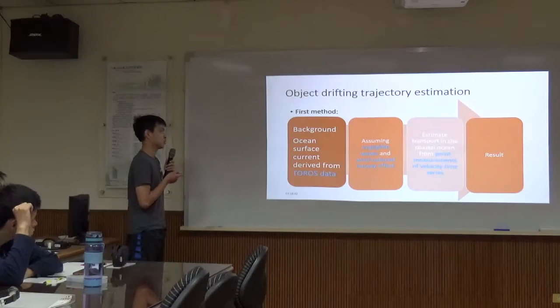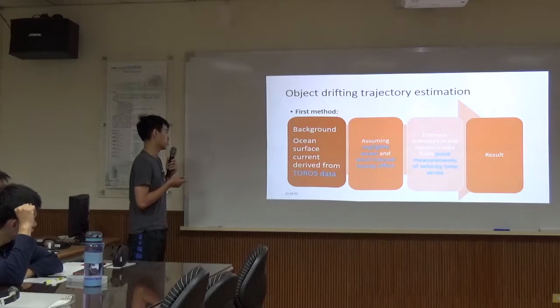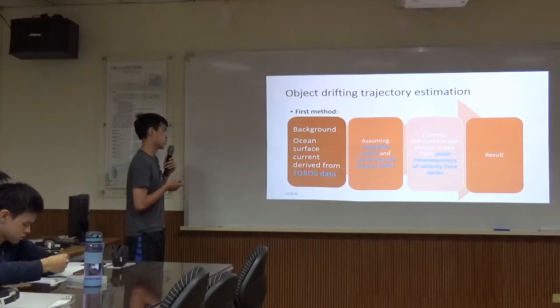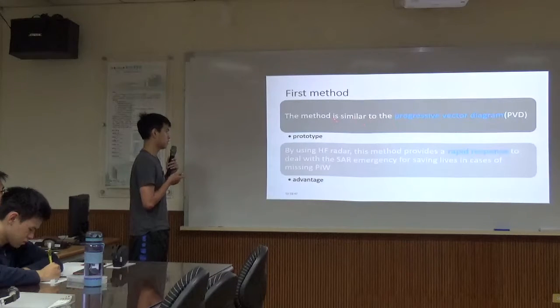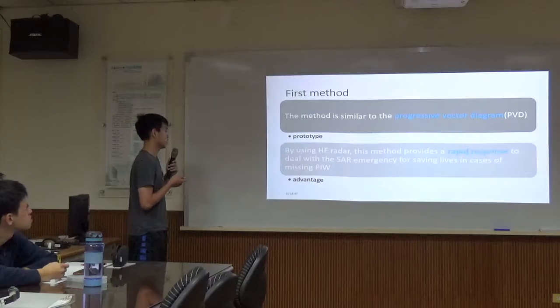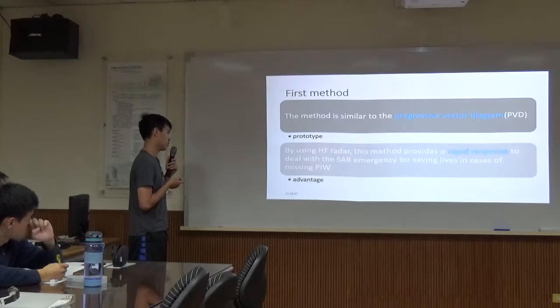And then drifting trajectories estimation. The background is that we use currents, and we assume negligible wave and wind-induced effects, and we estimate using the velocity time series and result. The first method is similar to PBD. It's a prototype of this method. And why do we use HFR radar? This method provides a rapid response.